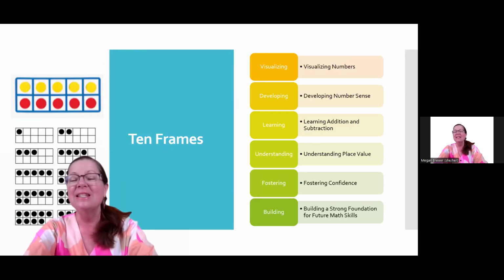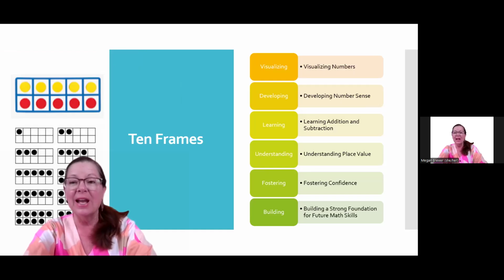10 frames. 10 frames offer numerous benefits for developing early number sense, particularly in early elementary education. They help children visualize numbers, understand place value, and learn about addition and subtraction in a concrete, hands-on way. Specifically, 10 frames aid in developing one-to-one correspondence. There's one spot for each counter. Subitizing, which we will look at next with dot images, and understanding number relationships within 10.